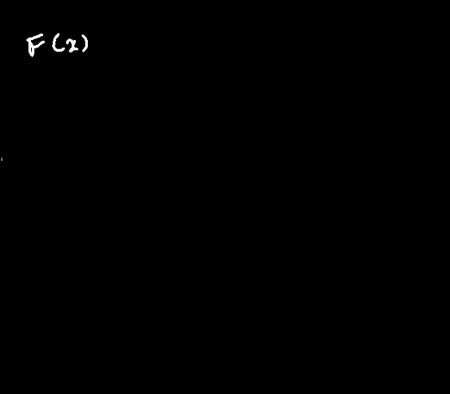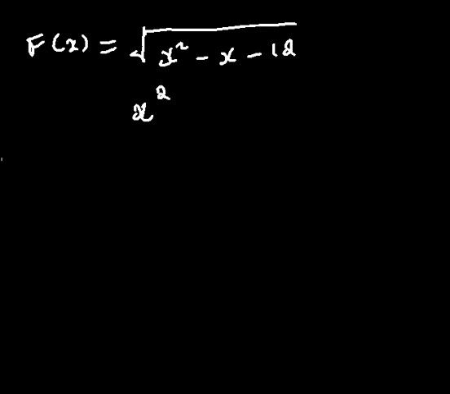Let's say we have a function f of x is equal to the square root of x squared minus x minus 12. So how do you think we should have the domain of the function? In this case, this is still a square root function, and we understand that the domain has to be x squared minus x minus 12 greater than or equal to 0.